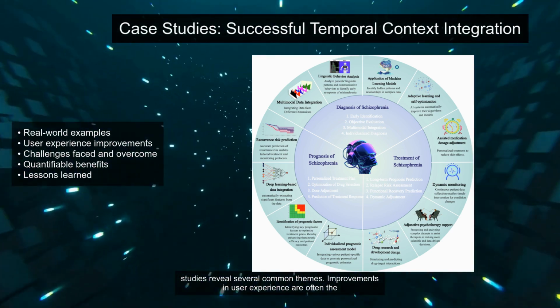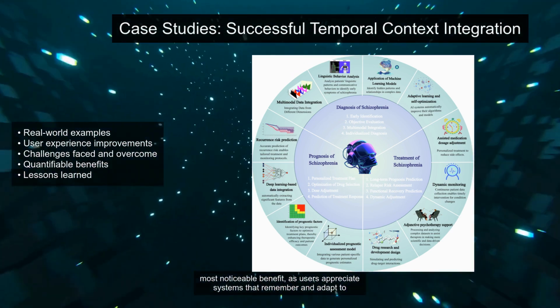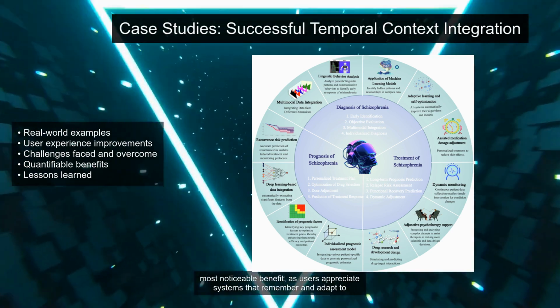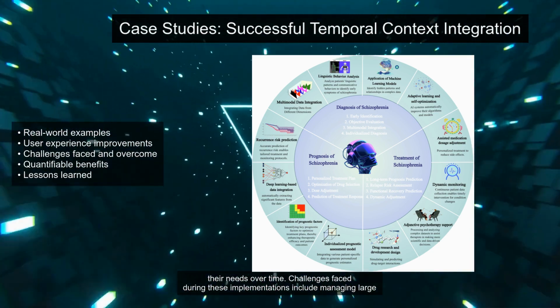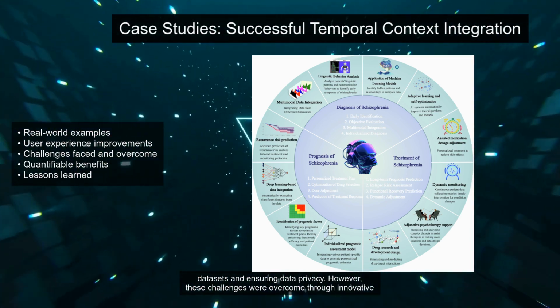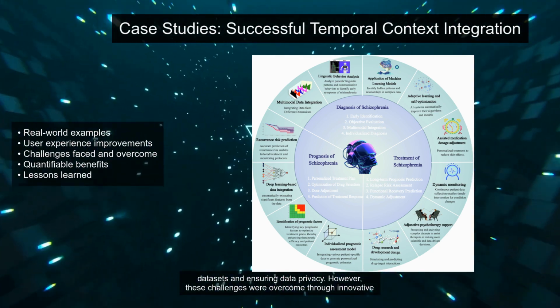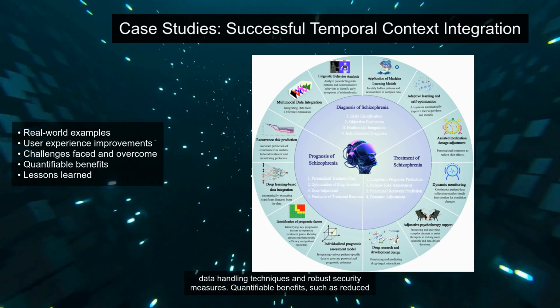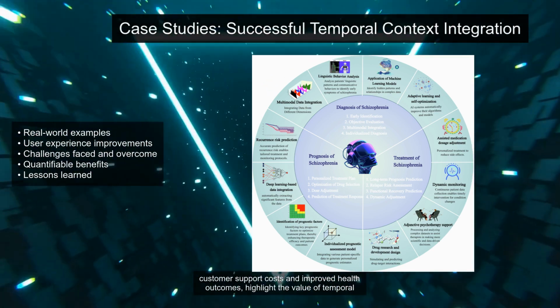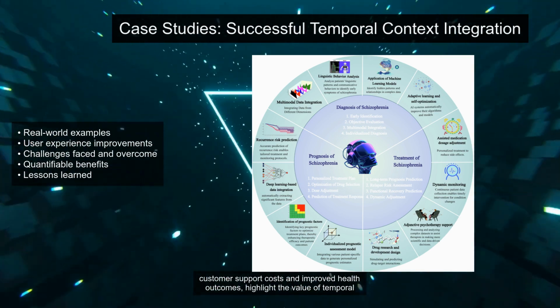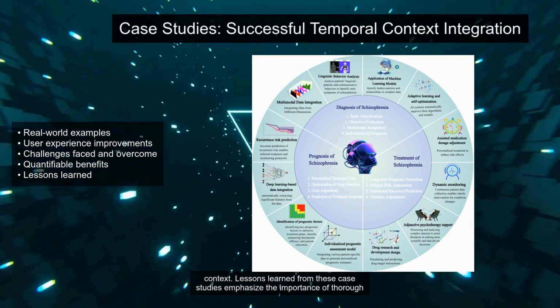Improvements in user experience are often the most noticeable benefit, as users appreciate systems that remember and adapt to their needs over time. Challenges faced during these implementations include managing large datasets and ensuring data privacy. However, these challenges were overcome through innovative data handling techniques and robust security measures. Quantifiable benefits, such as reduced customer support costs and improved health outcomes, highlight the value of temporal context.